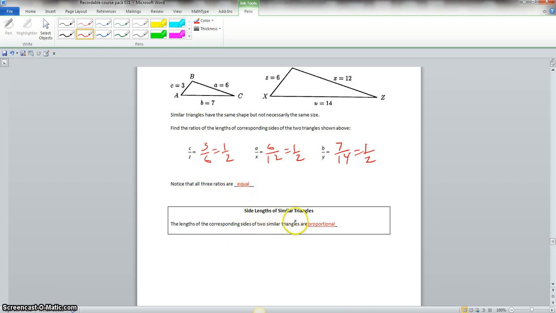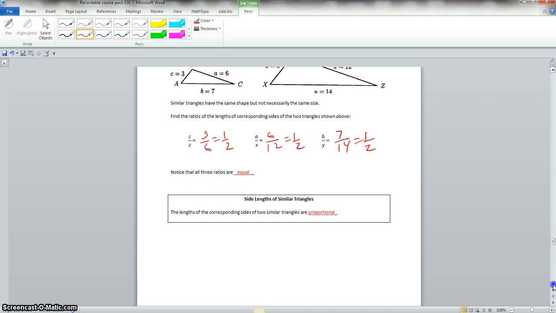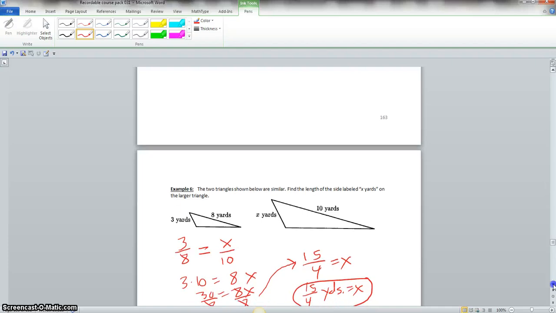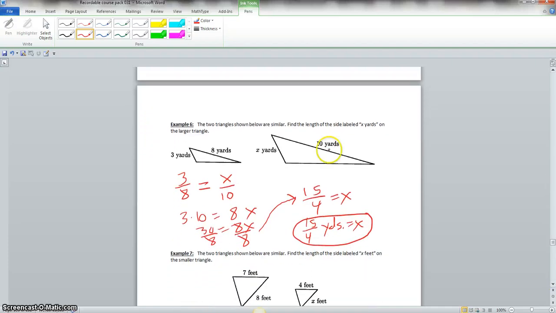Now, side lengths of similar triangles. The length of the corresponding sides of two similar triangles are proportional. So let's go through and solve this problem here. We have examples 6 and 7. The two triangles shown below are similar. Find the length of the side labeled x yards on a larger triangle.